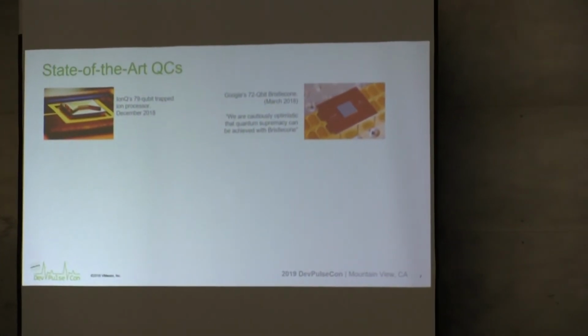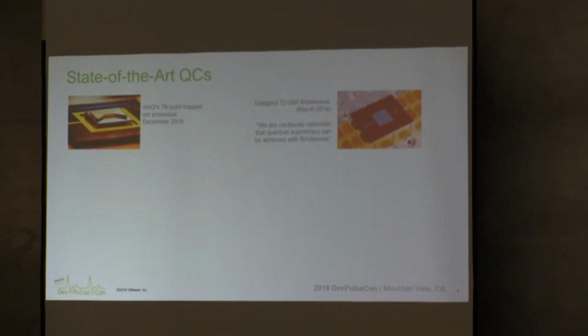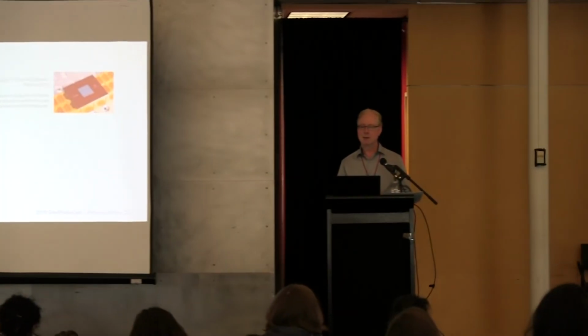Now, what makes these quantum computers state-of-the-art is actually a long story, but one of the key metrics of what the state-of-the-art is, is how many qubits we have, right? And so the reason I chose these and mentioned them as state-of-the-art is because IonQ offers 79 qubits and Google's Bristlecone offers 72. And by the way, notice Bristlecone's accompanying quote: "We are cautiously optimistic that quantum supremacy can be achieved with Bristlecone." Okay, should be very interesting stuff to see when and if they can really make good on that.